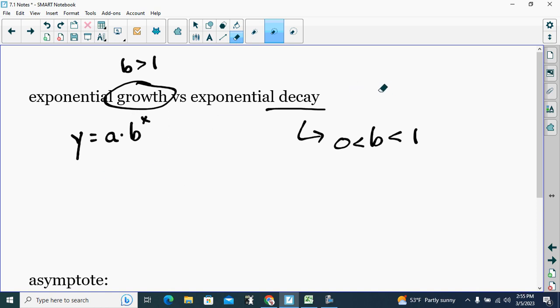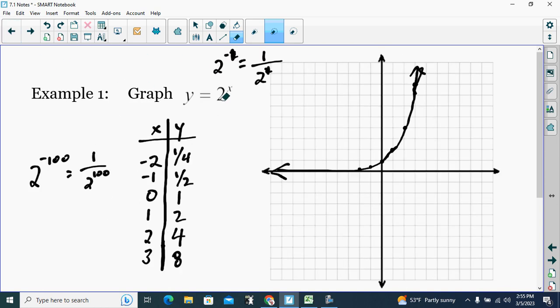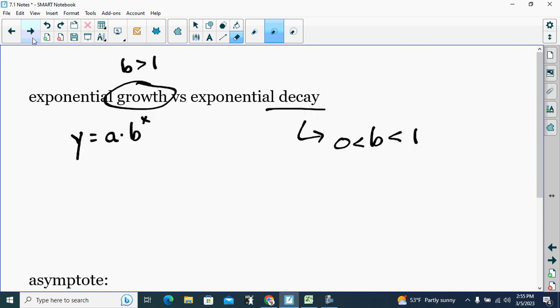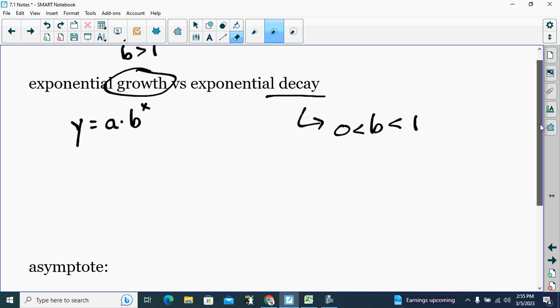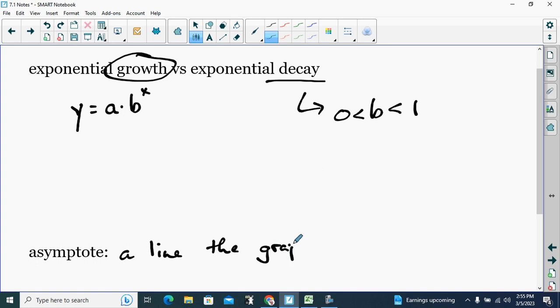So if b is greater than 1, we have growth. Less than 1, we have decay. So notice here b was 1/2, less than 1, that's decay. B is 2, exponential growth. An asymptote is a line the graph gets infinitely close to at its extremes.